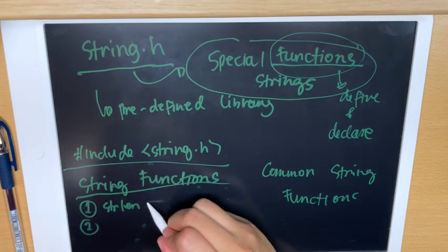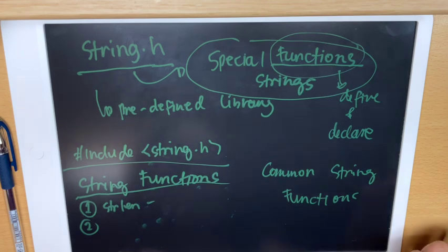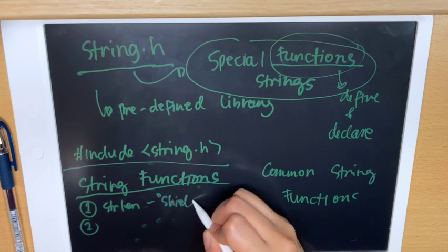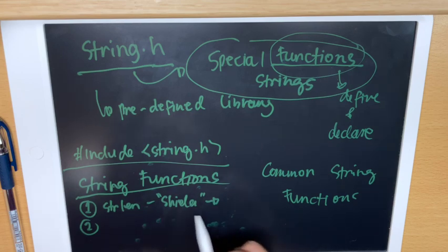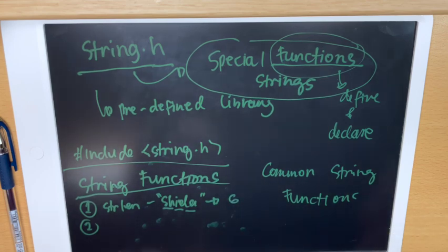String length counts the number of characters in a string. Let's just say the string is Sheila. It will give us that the length of the string is 2, 4, 6. So the size, or the length, is 6. How long is the string? It is 6. So as in English, we count how many letters are in that word, and that's what string length is.